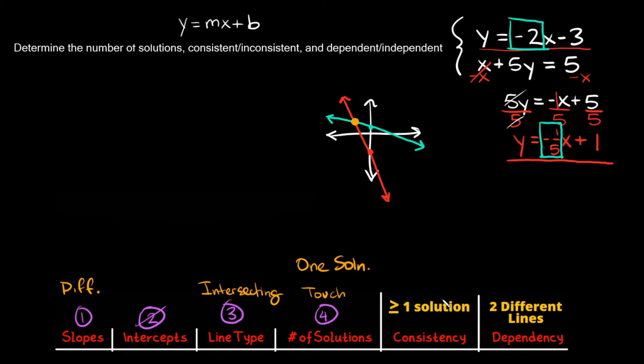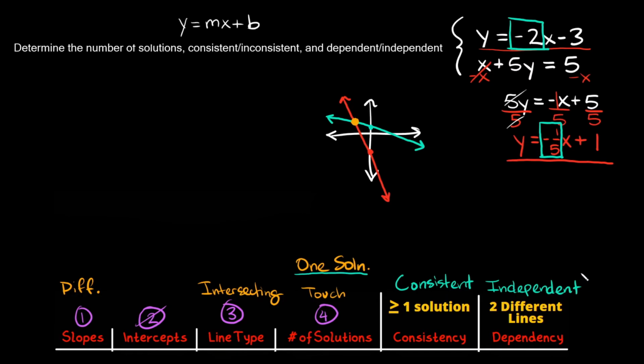Now let's figure out the consistency and dependency. Again, if you have one solution or more, then your system is consistent. As we just figured out, we have one solution, and you can even tell by looking at the graph. So since we have one solution or more, this system is consistent. Lastly, the dependency just has to do with your lines. Do you see two completely different lines here? Yes, you do. So that means they are independent of one another. Independent.